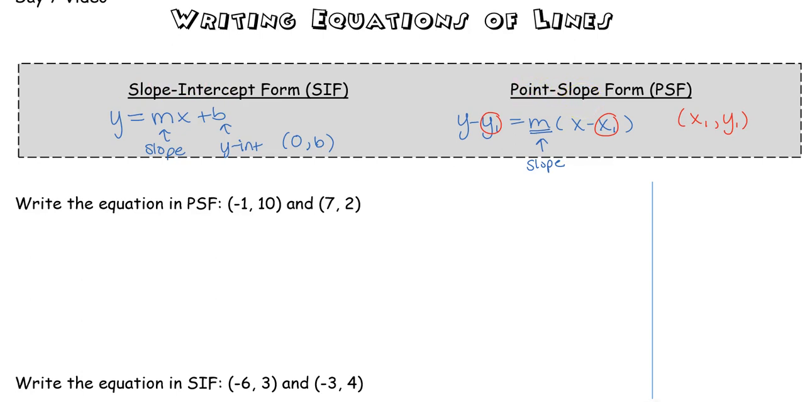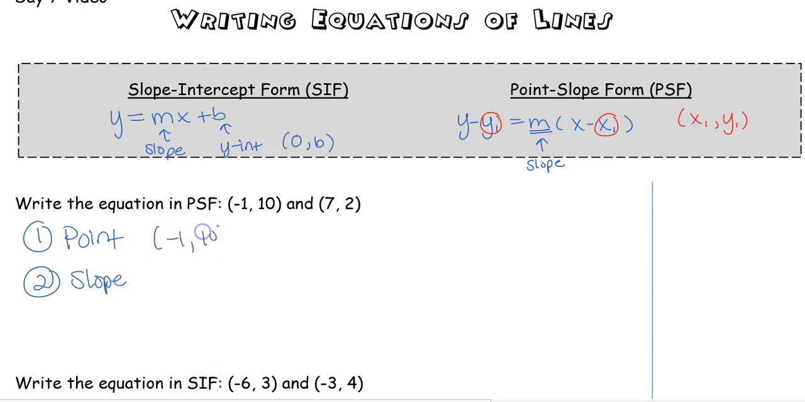So if I want to write the equation in point slope form, I need a point and I need a slope. Well, I have 2 points. I can choose either one of those points. So to write things, I need a point and I need the slope. I have 2 options for the point. I can use (-1, 10), or I can use (7, 2).